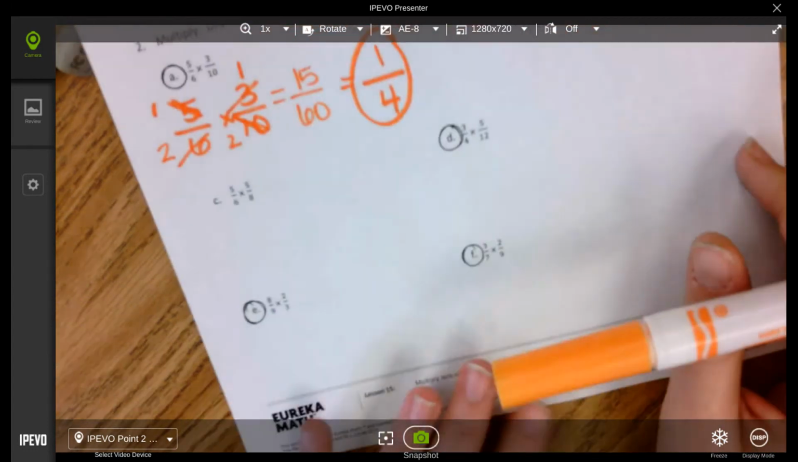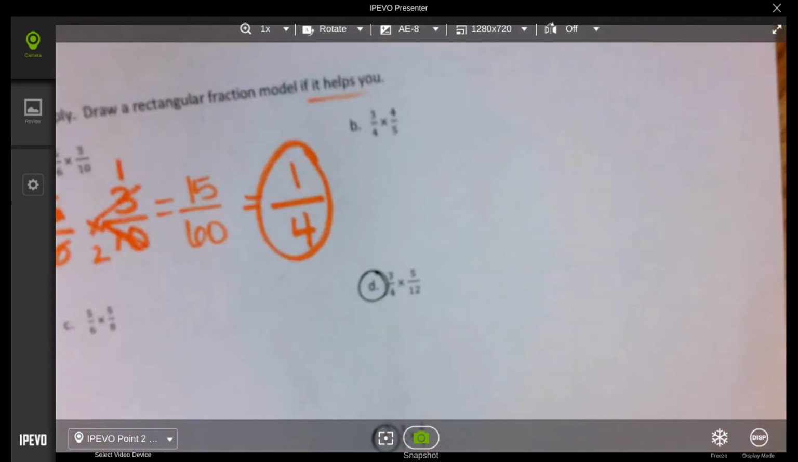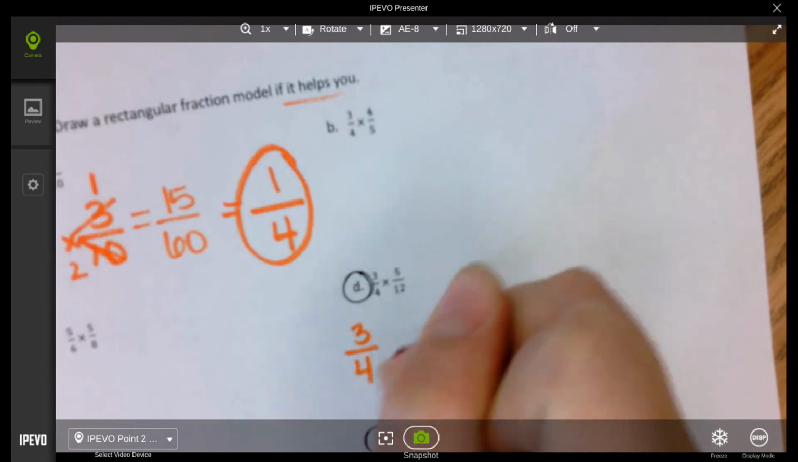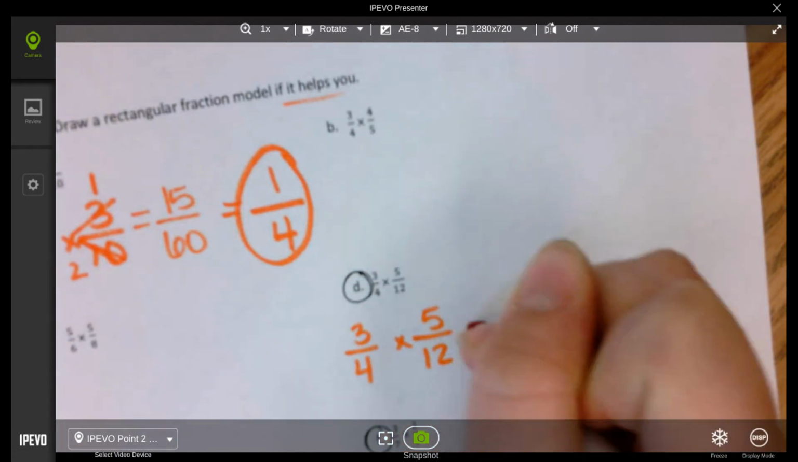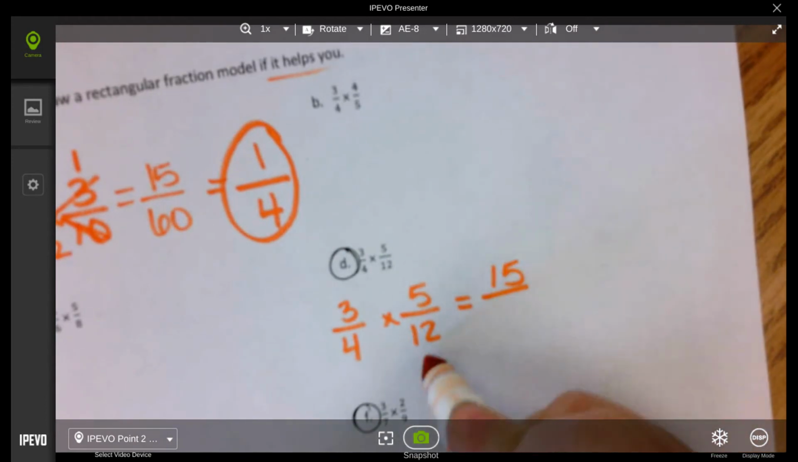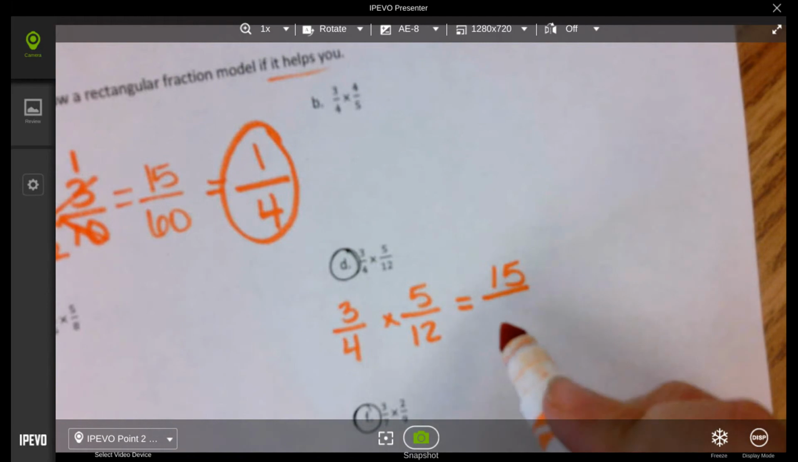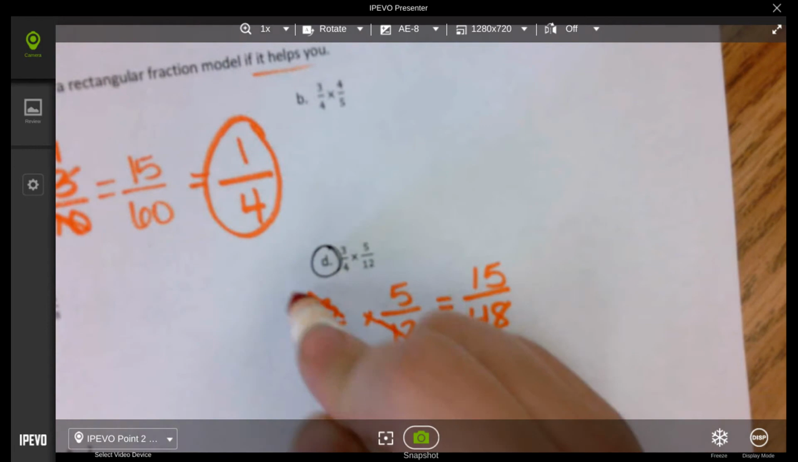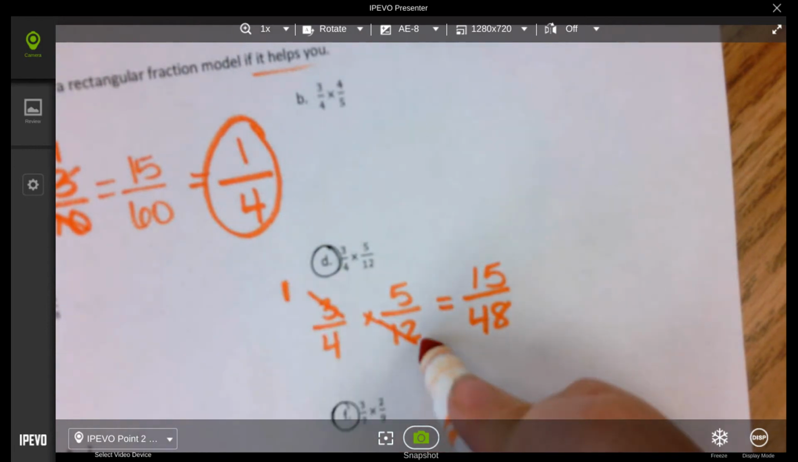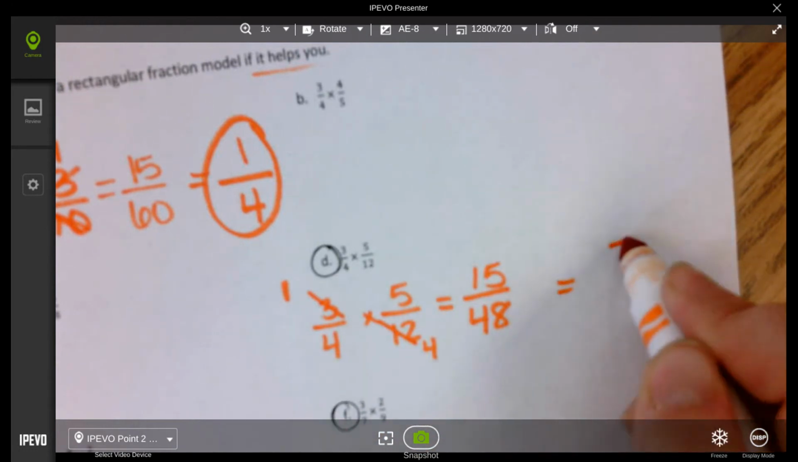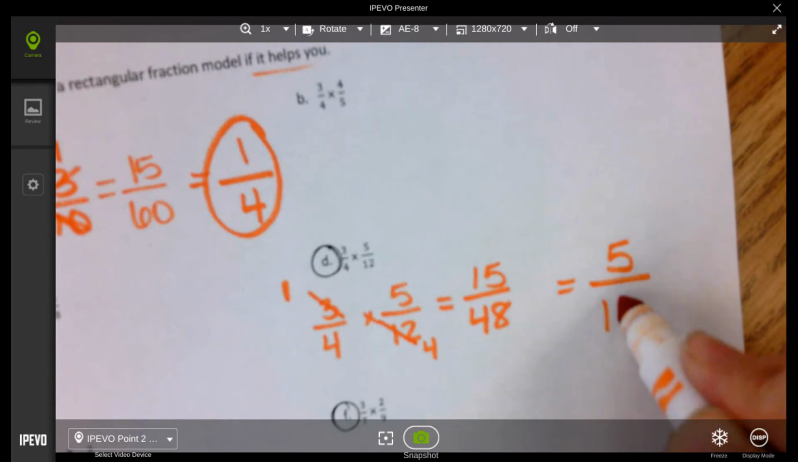Okay. Moving down to letter D. 3/4 times 5/12. Again, if you want to multiply straight across and then reduce, that's fine. We would get 15, and then 12 times 4 is 48. If we want to do a little bit of reducing, 3 and 12 can both be divided by 3. 3 becomes a 1, 12 becomes a 4. 4 and 5 can't be reduced though. 5 is a prime number. So 1 times 5 is 5. 4 times 4 is 16.